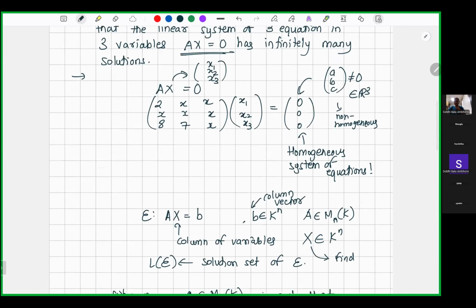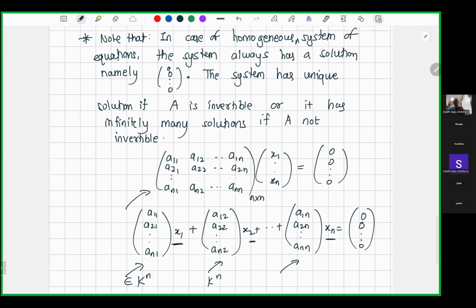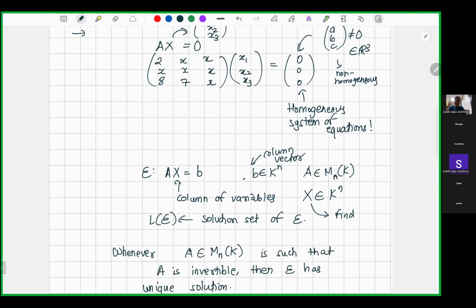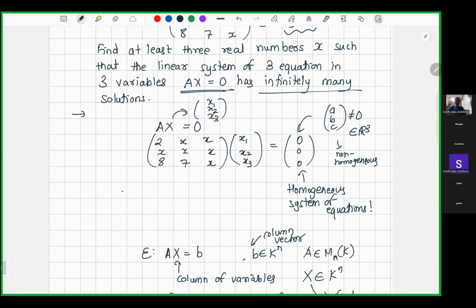So I hope you understood what I'm trying to say here. When we talk about a homogeneous system of equations, it really boils down to whether the matrix A in the system AX equal to 0 is invertible or not. That is what I'm trying to highlight here, because what we want to find is infinitely many solutions to this system of equations. So I will try to find whether this matrix is invertible or not. And we know that if a matrix is invertible, its determinant is non-zero, and if it is not invertible, its determinant is zero. It's an if and only if condition.